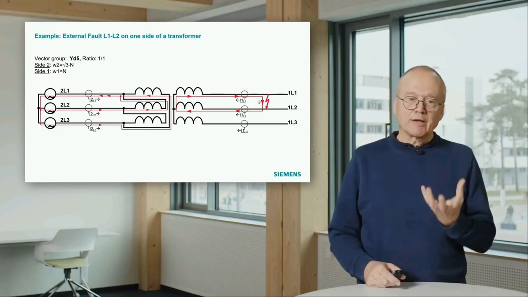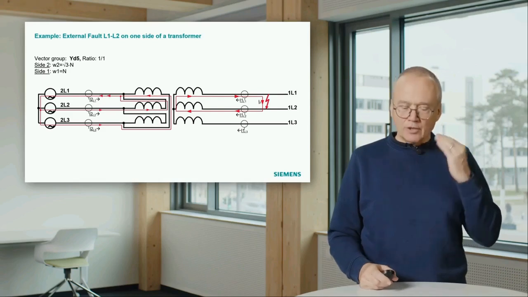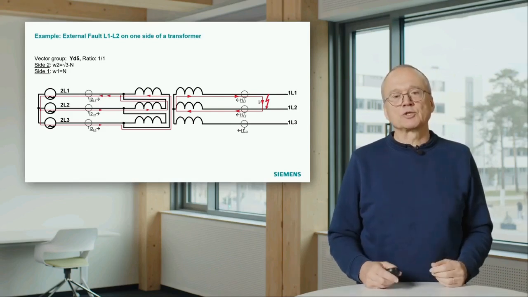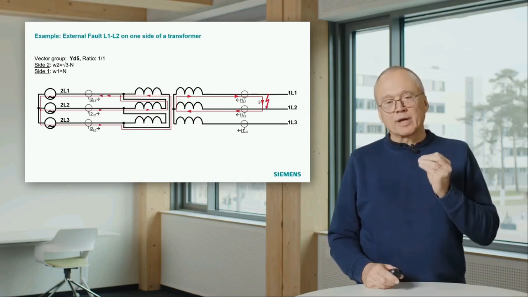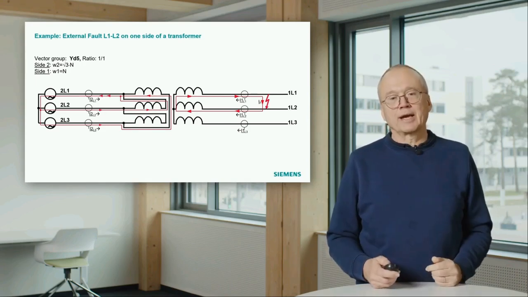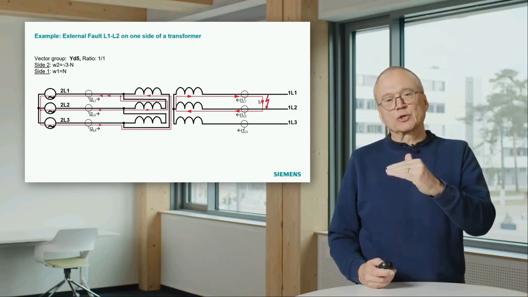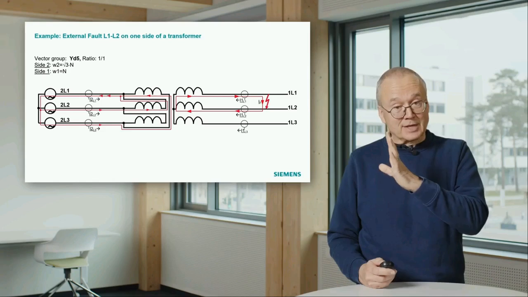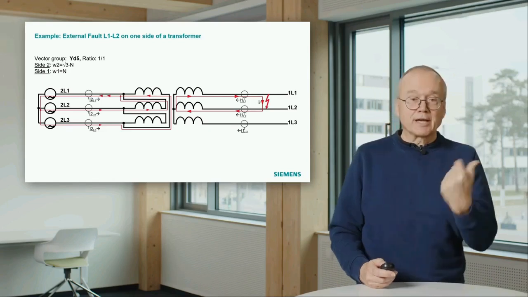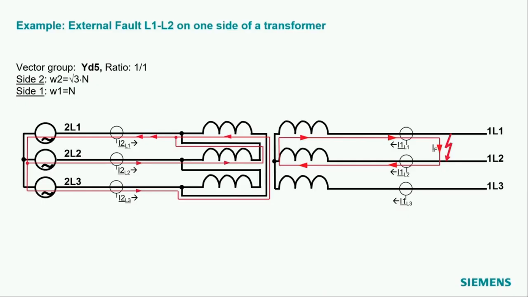And to evaluate that, the way of thinking is as follows. Look at the secondary winding 1. We have a short circuit current flowing there. And if we have a short circuit current flowing in winding 1 of the right side, we must have a transformed current in winding 1 on the left side.